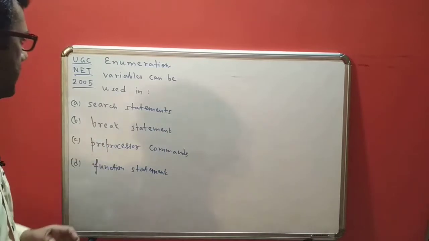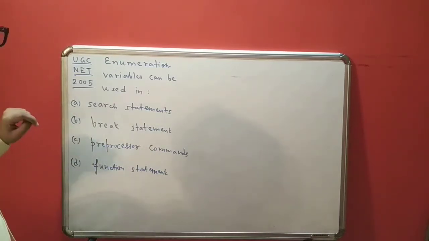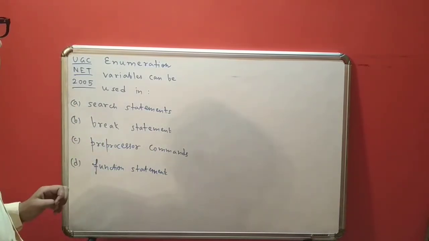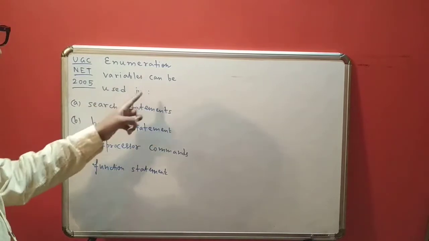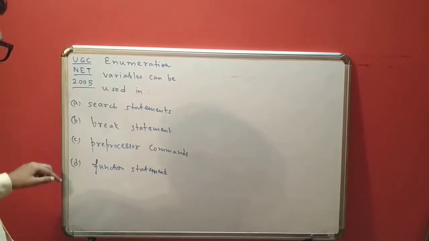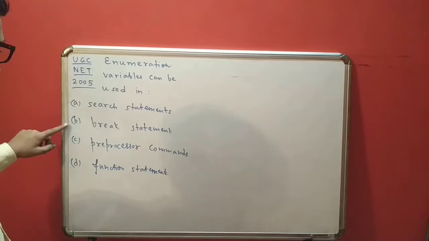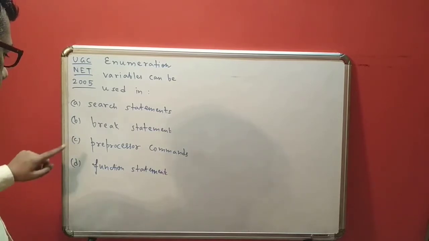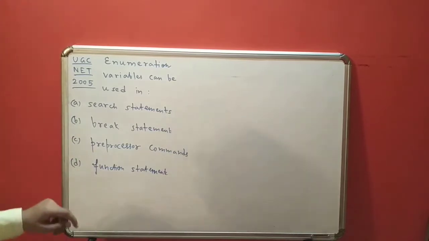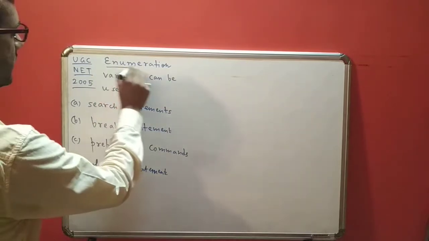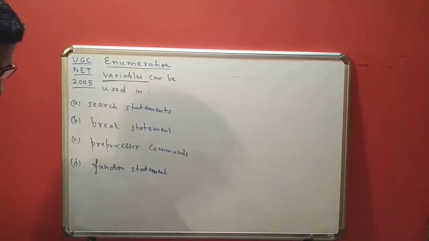So this question has been asked in NET 2005. I'll read it out for you. Enumeration variables can be used in, and they've given us 4 options: search statements, break statement, preprocessor commands, and function statement. Now let's try to understand enumeration variables first.